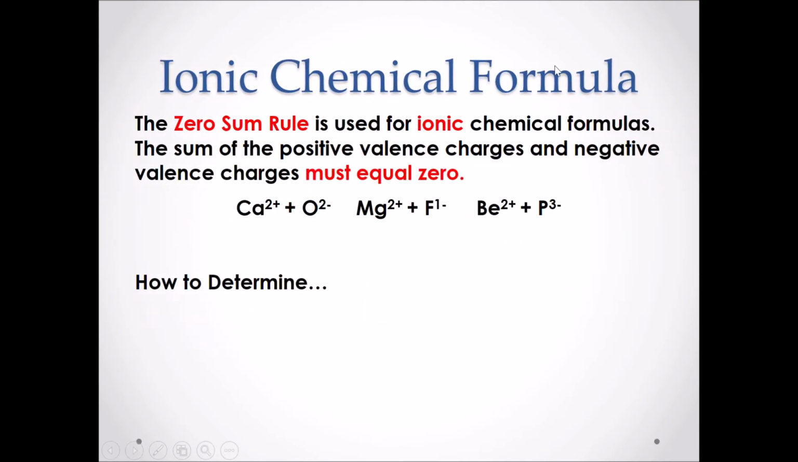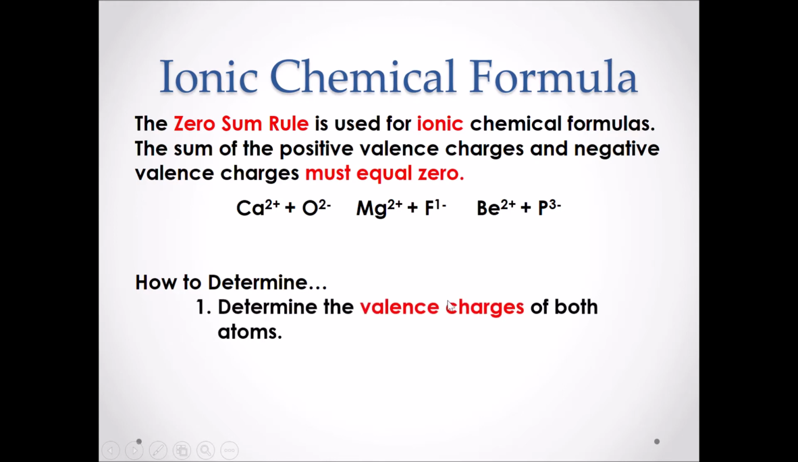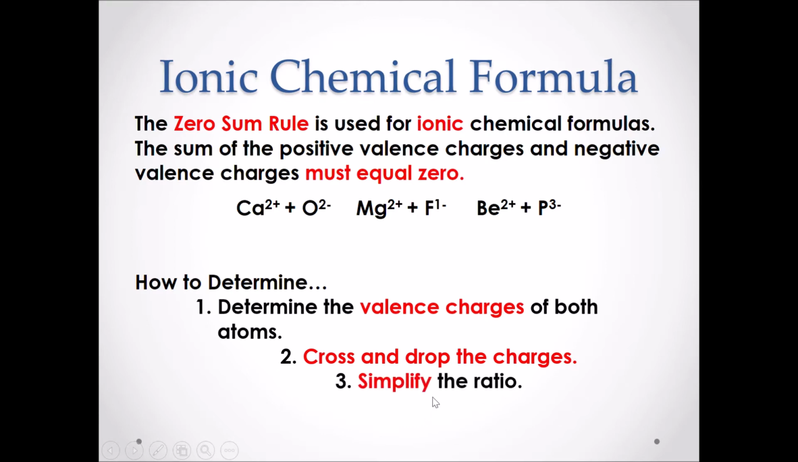Writing ionic chemical formulas. The zero-sum rule is used for ionic chemical formulas. The sum of the positive valence charges and negative valence charges must equal 0. How to determine an ionic chemical formula? Number 1, determine the valence charges of both atoms. Number 2, cross and drop the charges. And number 3, simplify the ratio of the subscripts between the two atoms.